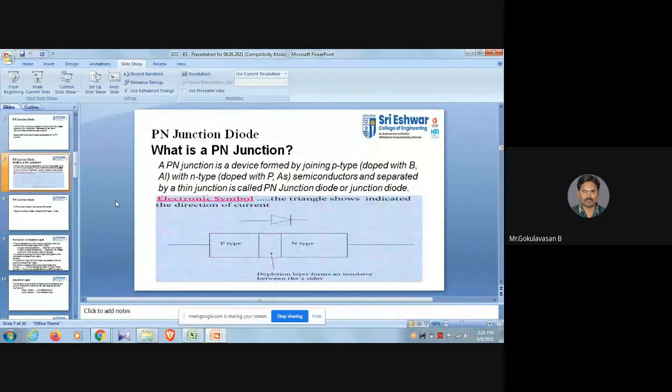A PN junction is a device formed by joining p-type, meaning doped with boron, aluminium, indium, and n-type, meaning doped with phosphorus, arsenic. Semiconductors separated by a thin junction is called a PN junction or junction diode. Simply, we call it a PN junction diode or a junction diode. That's all. That is the point.